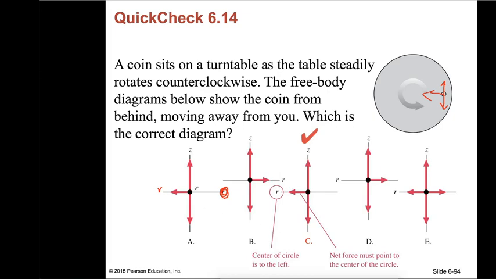So C is correct. I think A is correct too, because A and C seem like they're the same. So the only thing is R. I don't know why the center of the circle is labeled as R. Usually we don't label the center as R. If the center is labeled as R, then C is the only answer. If not, then A is correct too.